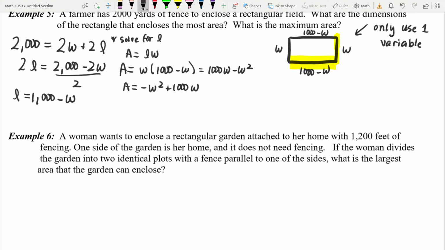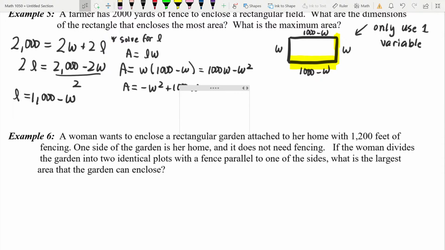I feel like this is a good place to recap, so I want you to look at what I've done. Okay, I called this L, I called this W. So my 2,000 covered 2 W's and 2 L's. I solved it for L, and I replaced it. Area is length times width. I wrote it down, I distributed it, and I wrote it nicely. Who says I'm with you? Raise your hand.